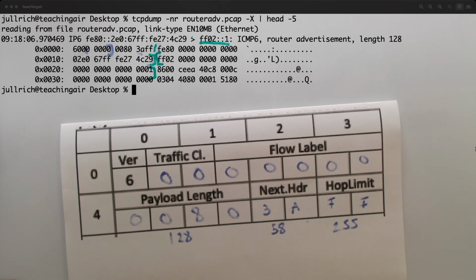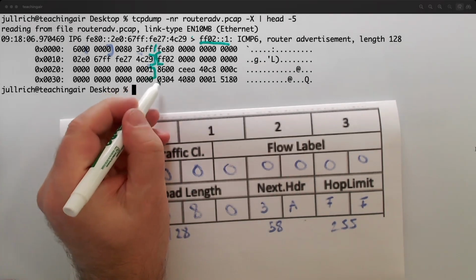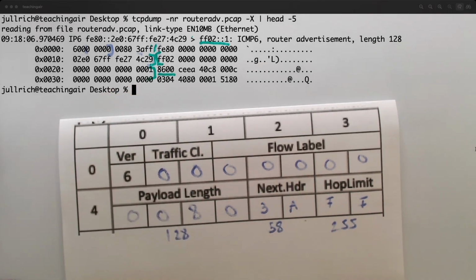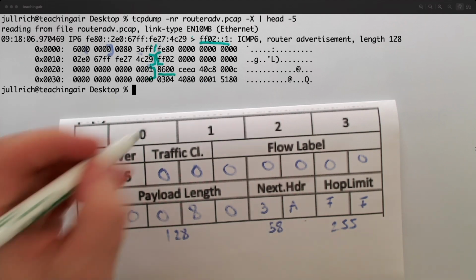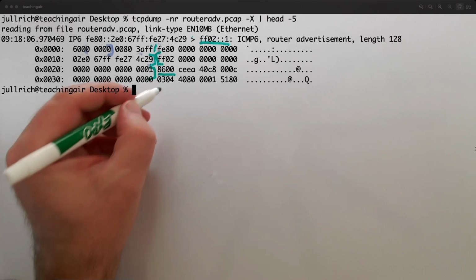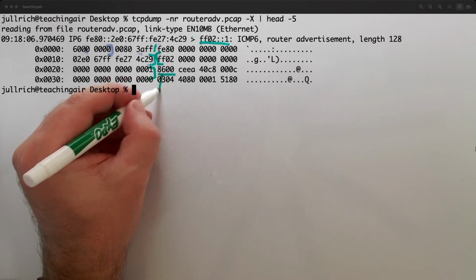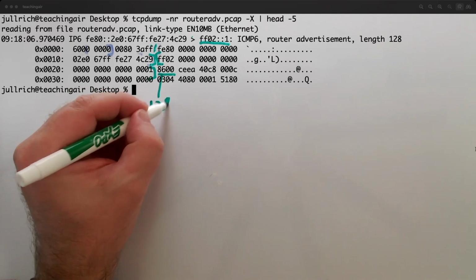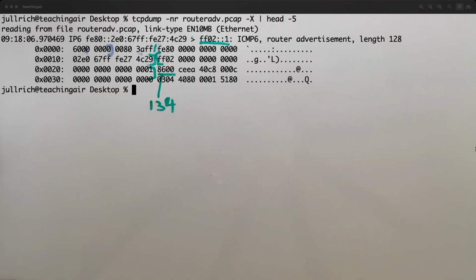Okay, and then we have our ICMP header here. 86 hex is 134. That's a router advertisement. The code must be 0.